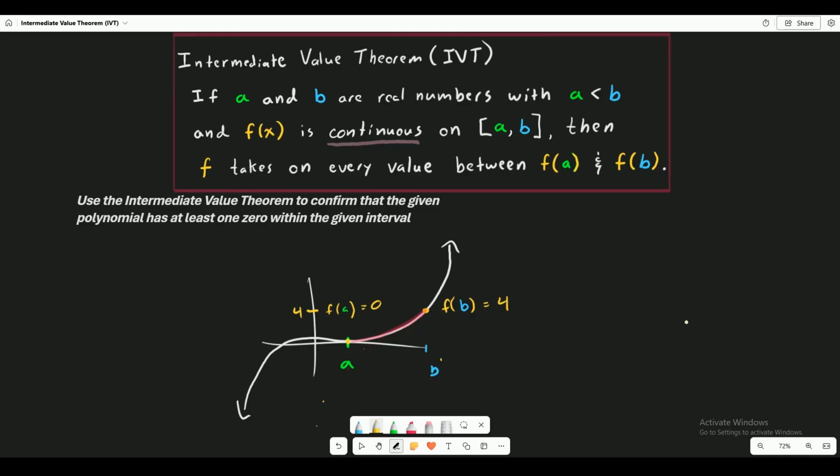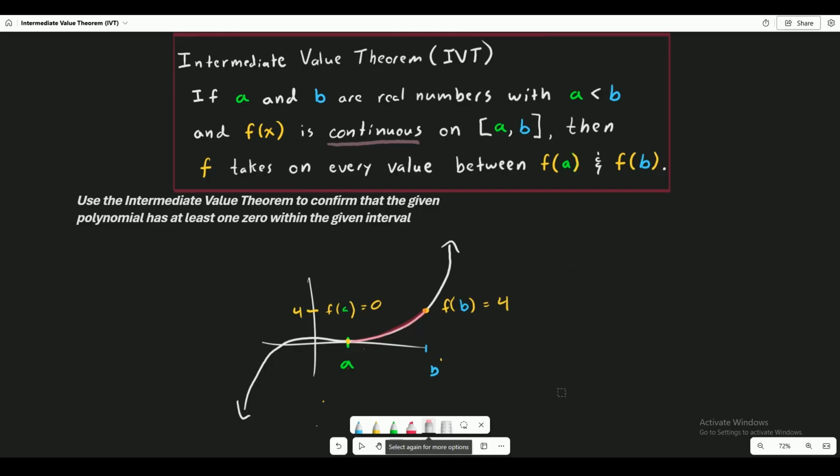Then that means if I go from a to b, I have to include every number between 0 and 4. So 0, 1, 2, 3, and every number in between. Not just 0, 1, 2, 3, but also like 0.5, 3.9, it's right there. Every number that is between 0 and 4 has to be included if I'm going from a to b, because the function is continuous. All right? That's what that means.